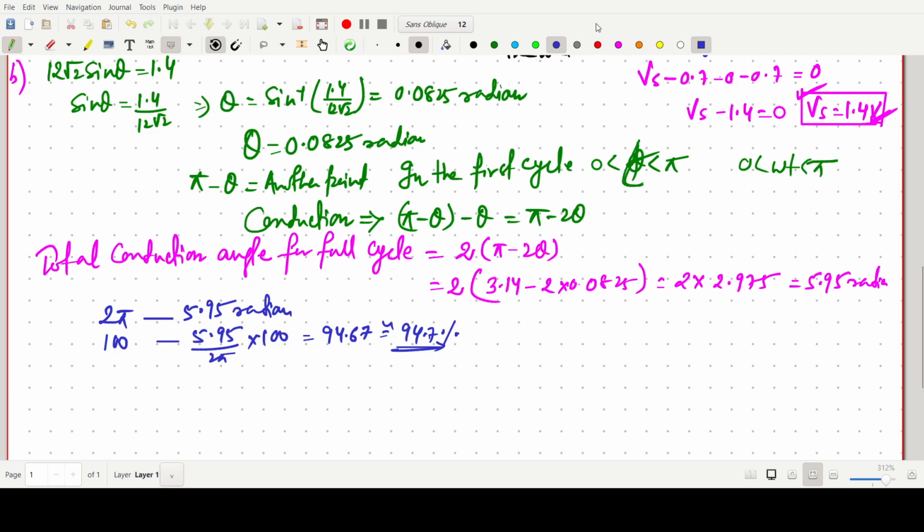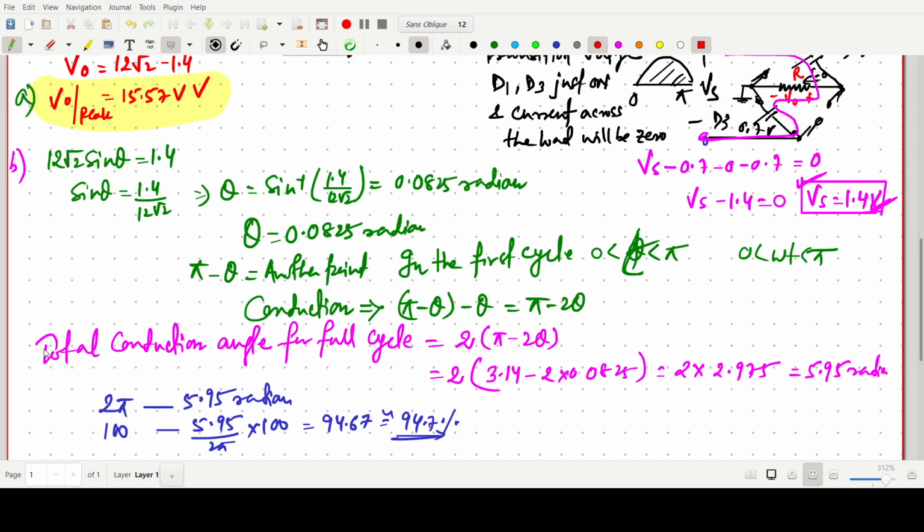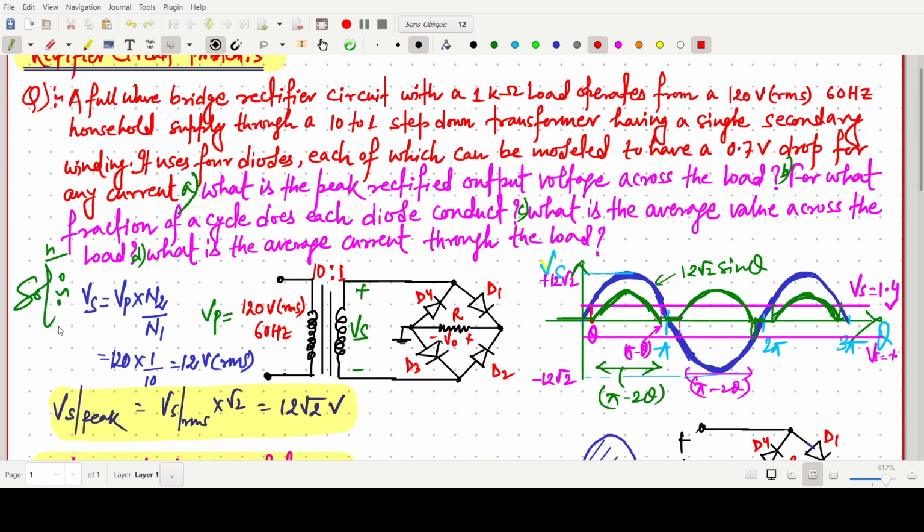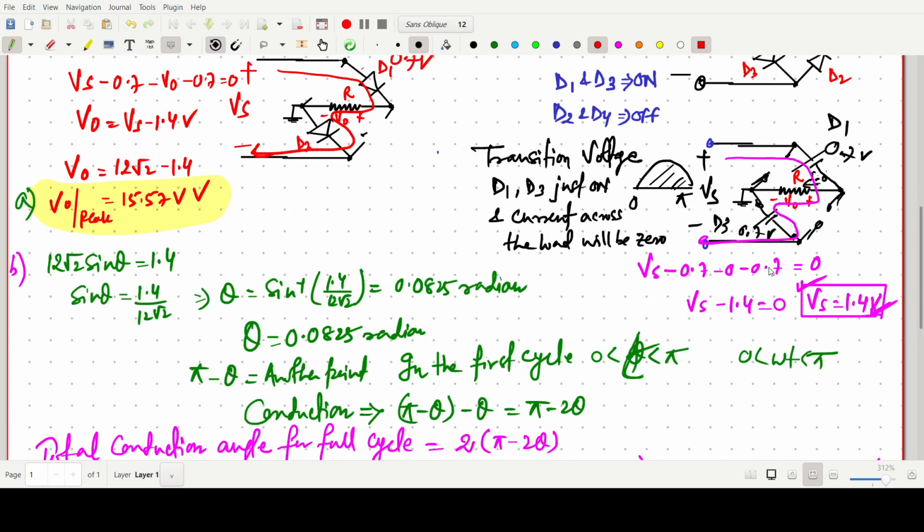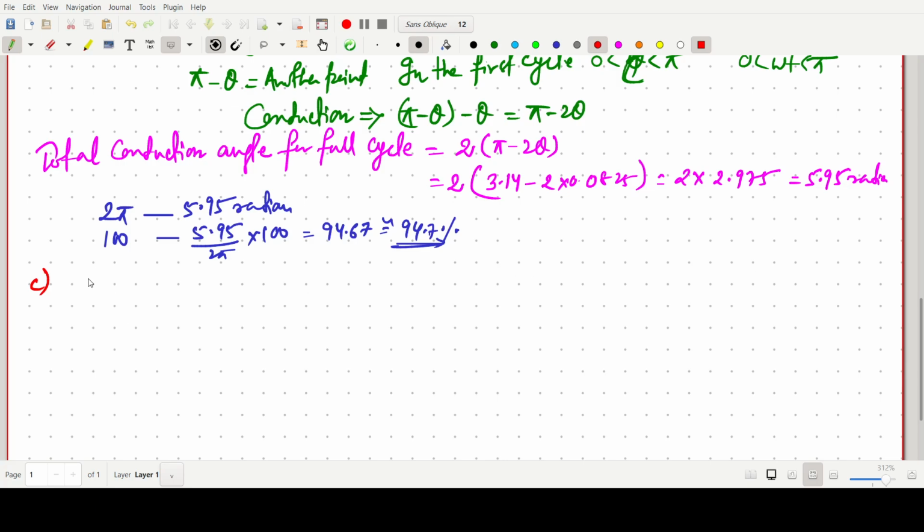Okay, now we have to find the C part, the average output voltage, third part. Okay, B part is clear. What is the average value across the load, average one? So we have to find this area and this area. So I average or V average we have to find. So first, average one.